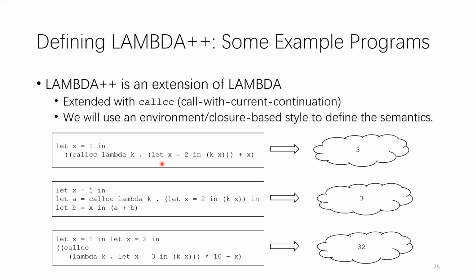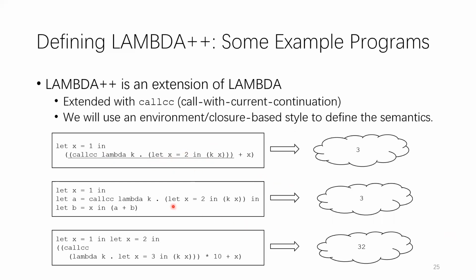That results in evaluating the body of this function, which is let x equals 2 in k of x. When the continuation k becomes something plus 1, we have 2 plus 1, because x is 2 in this context. And therefore, the result is 3. So that's essentially how callcc works. It takes a function, and it applies that function on the current computation context you are in.